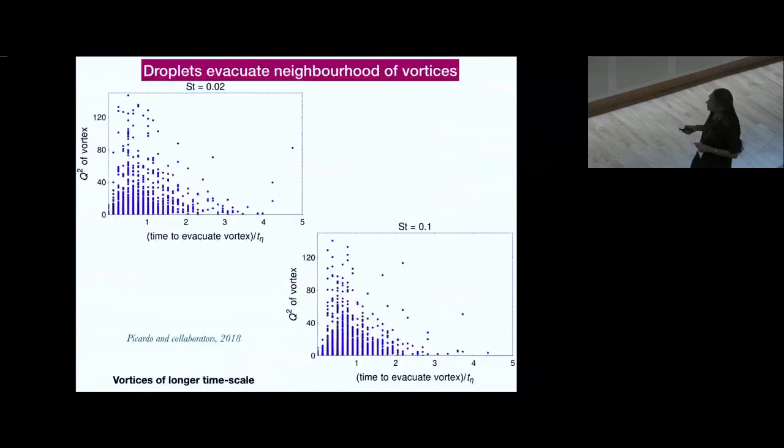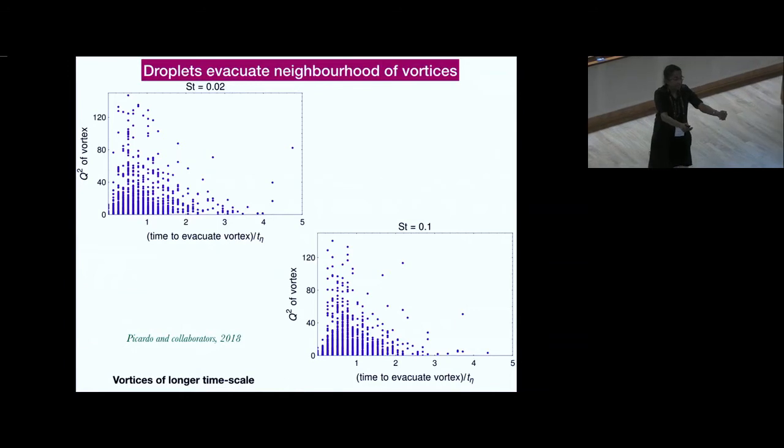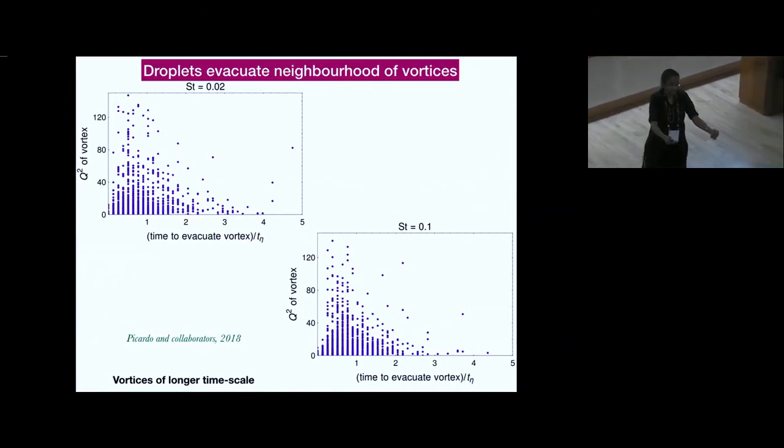Okay, so then what does that buy us? What Jason has done in this is something very simple. He has looked at the time taken by a particle to evacuate a vortex before it collided. In other words, take a collision, translate backwards in time the trajectories of the two droplets who collided, and see when they were last in a vortical region.